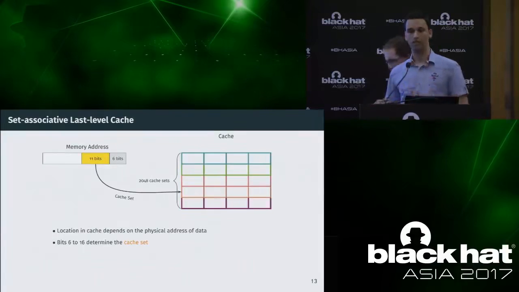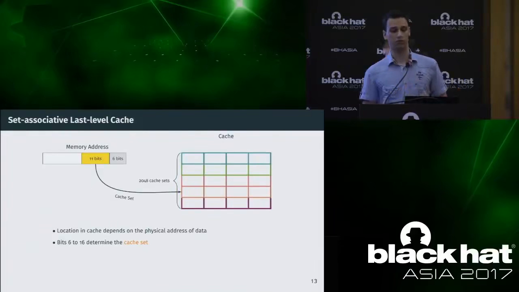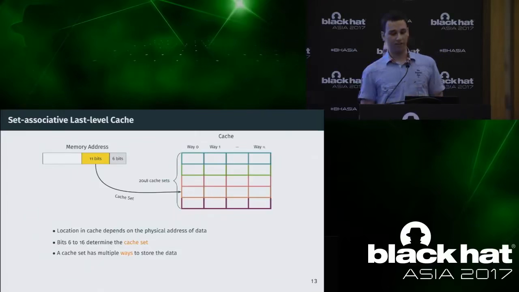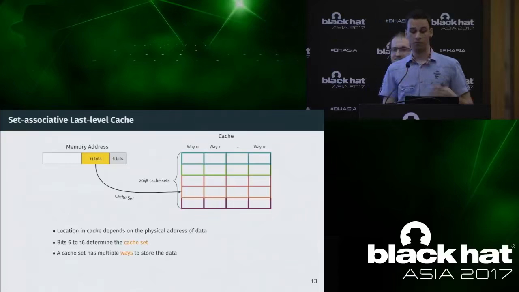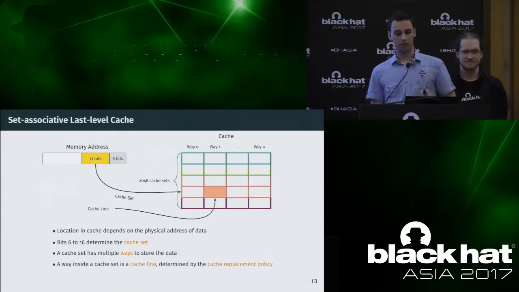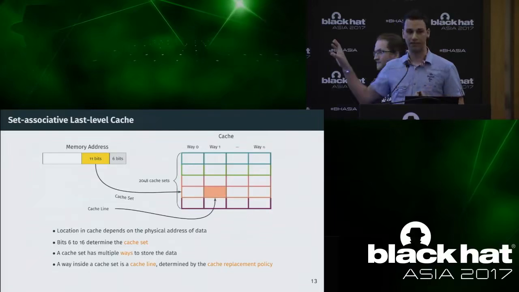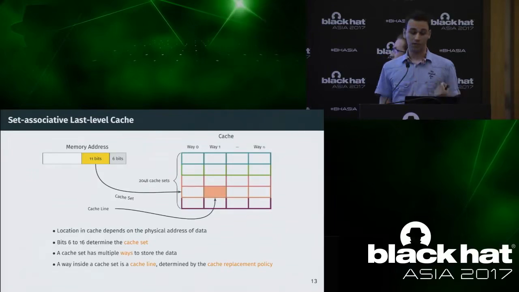Every slice in the last level cache is divided into 2048 cache sets, and this cache set is determined by these bits in the address. And as this is not complicated enough, every cache set is also divided into ways. We usually have something between 12 and 16 ways per cache set. To make it even more complicated for terms, we call that a cache line. So the data is stored in such a cache line, and the cache set is determined by the physical address, but the way is not.